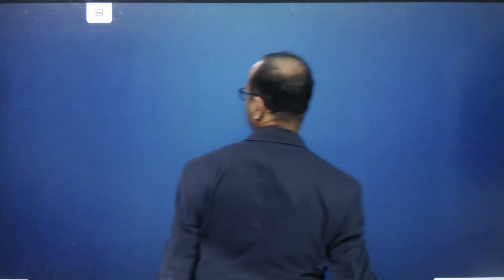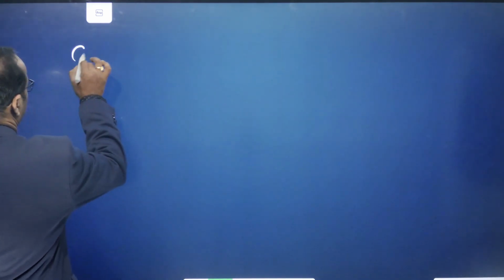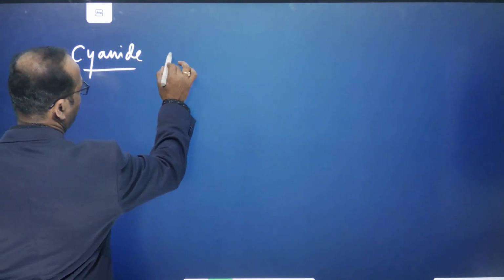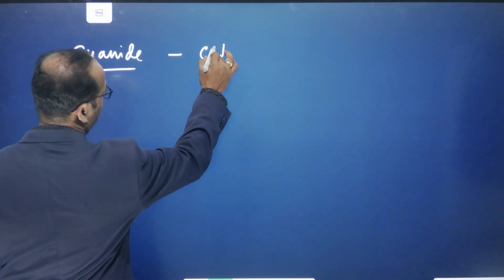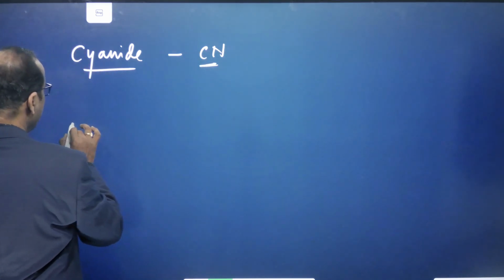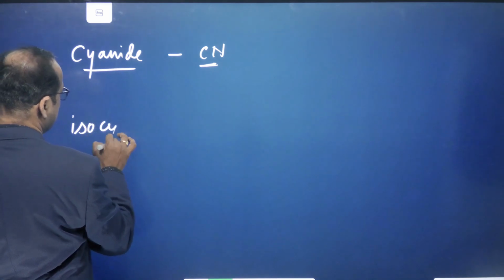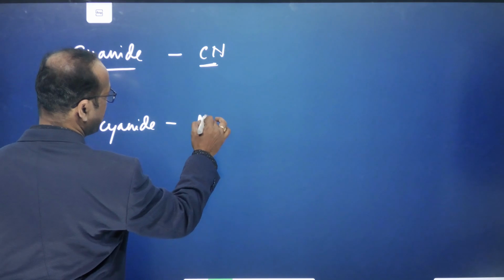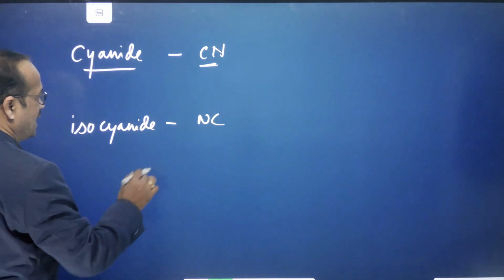Now come to the cyanides. Our next topic is cyanides. Cyanide is also a functional group which consists of just CN. Similarly, isocyanide is also there. Isocyanide is nothing but where CN becomes NC.